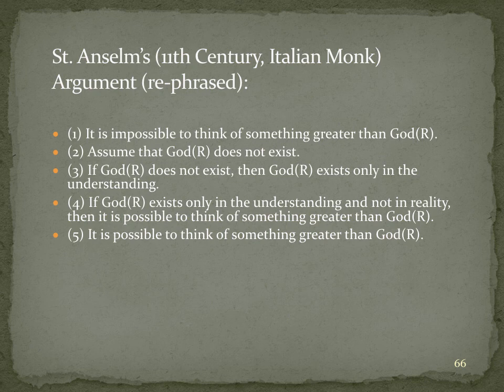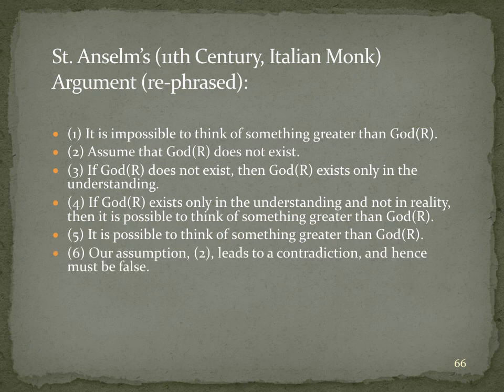So there's a contradiction between 1 and 5. By definition, we know it's impossible to think of something greater than God, but our assumption that God doesn't exist entails 5, that you can think of something greater than God. So our assumption, which was 2, leads to a contradiction. The contradiction is between 1 and 5. You have some statement and its opposite. So our assumption 2 must be false. Well, if it's false that God doesn't exist, then God does exist. So that's Anselm's argument for the existence of God.